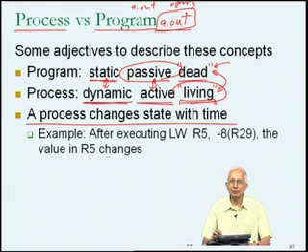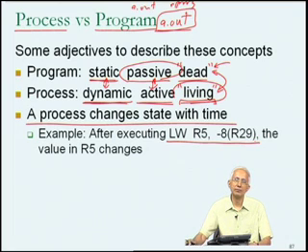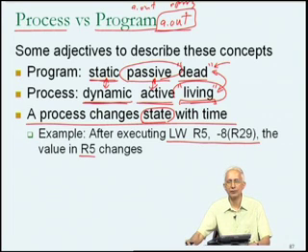And a simple example, we know that if a process causes the execution of load word R5, minus 8 of R29, there is a change in the information associated with the process. The value inside R5 possibly changes. So, this is a simple example of how it changes state. I am using the word state here, but it changes its condition, the values of the data associated with it. That is what I mean by state. And here the value of the data in register R5 is a value associated with that process.